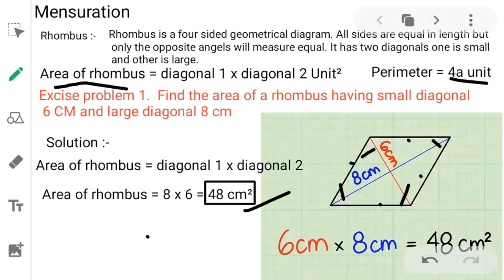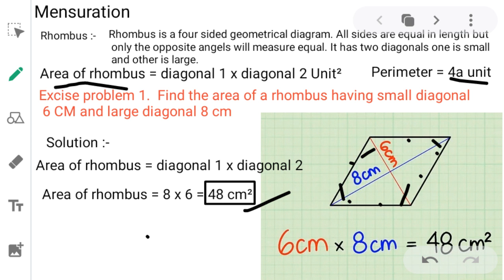Hello students, in this video, in continuation of the mensuration chapter, I am going to explain the geometrical diagram named rhombus. A rhombus is a four-sided geometrical diagram. All sides are equal in length, but only the opposite angles measure equal. Opposite angles means this one and this one. It has two diagonals, one small and another large.